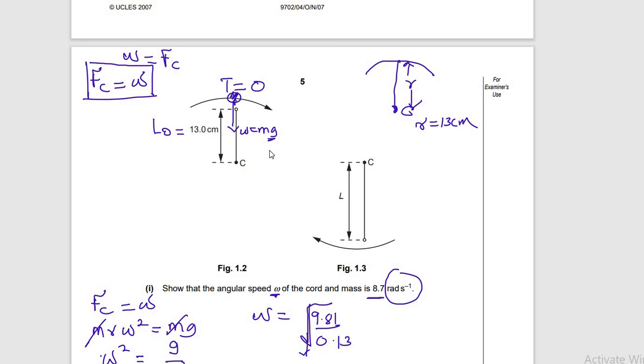So let's find 9.81 divided by 0.13. It's going to give us 8.6 something, so 8.7 radian per second. So this is it.